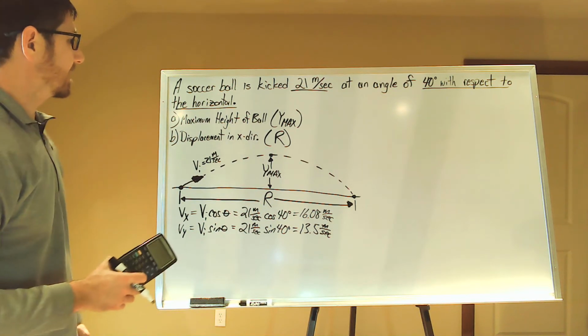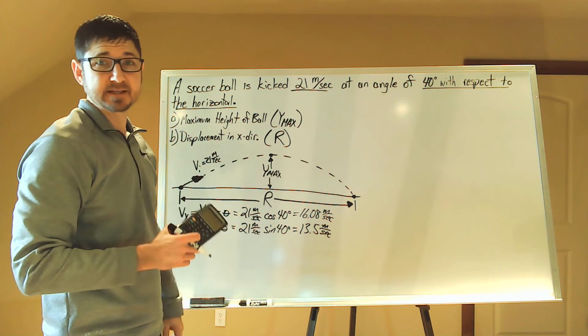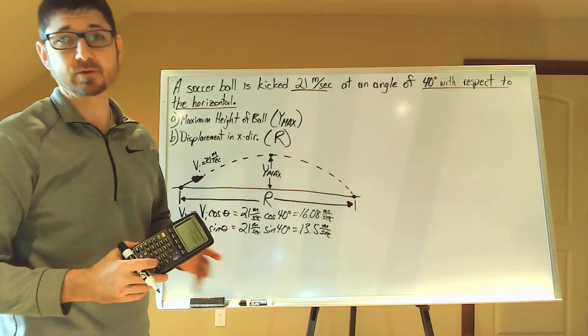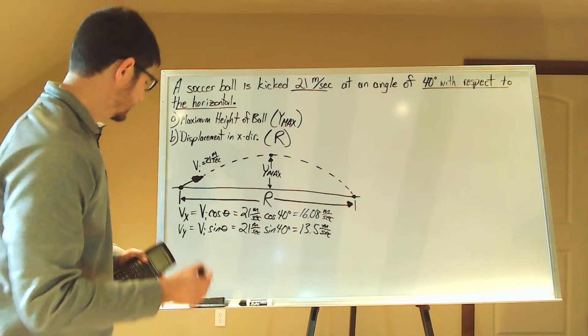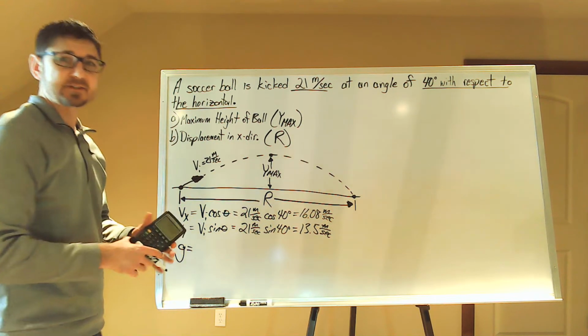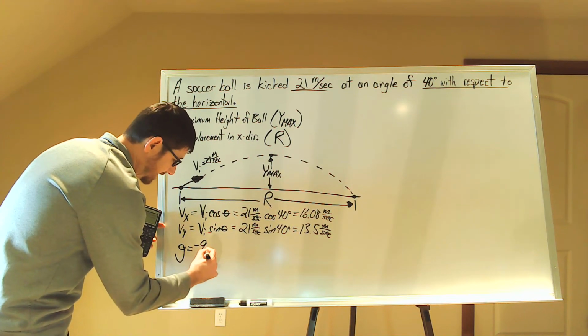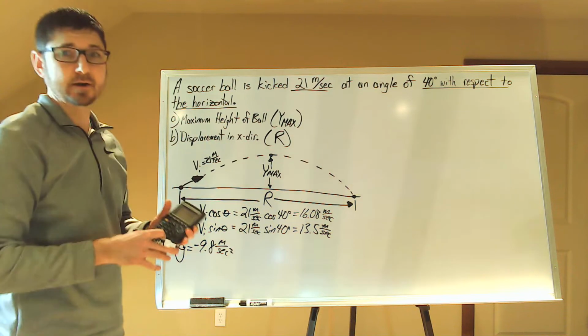Okay? Now, one thing that's important when we start calculating things in the y direction, we need to know that the acceleration in the y direction is the acceleration due to gravity. So I'm going to write that down here. Acceleration due to gravity is identified by lowercase g, and this is negative 9.8 meters per second squared.